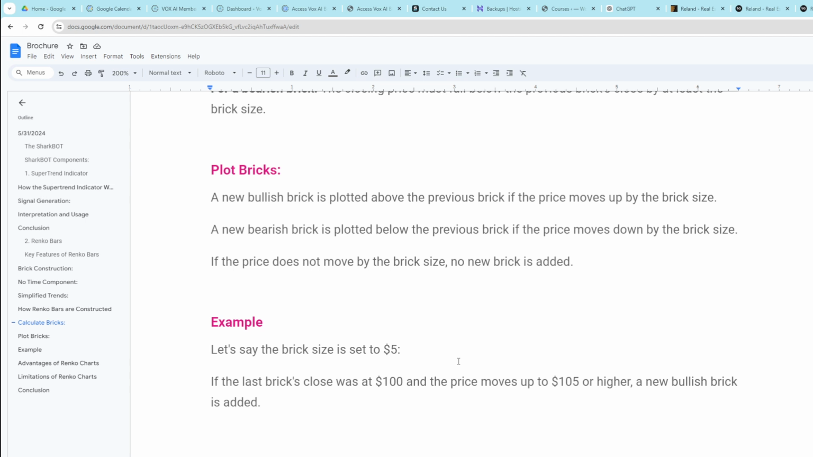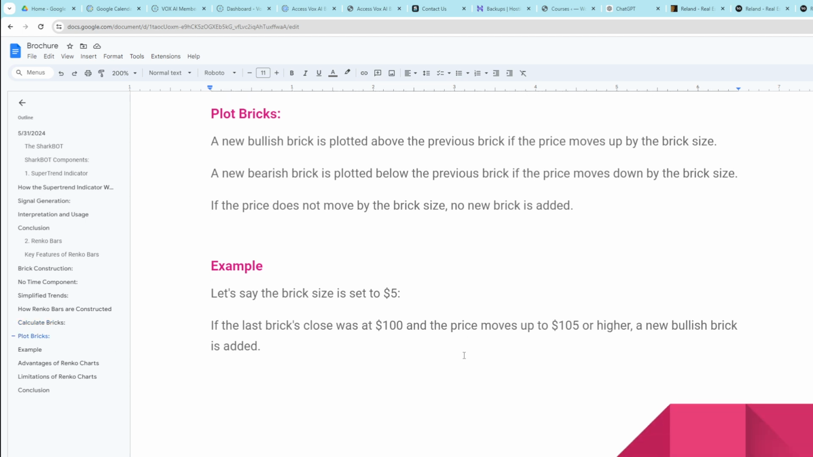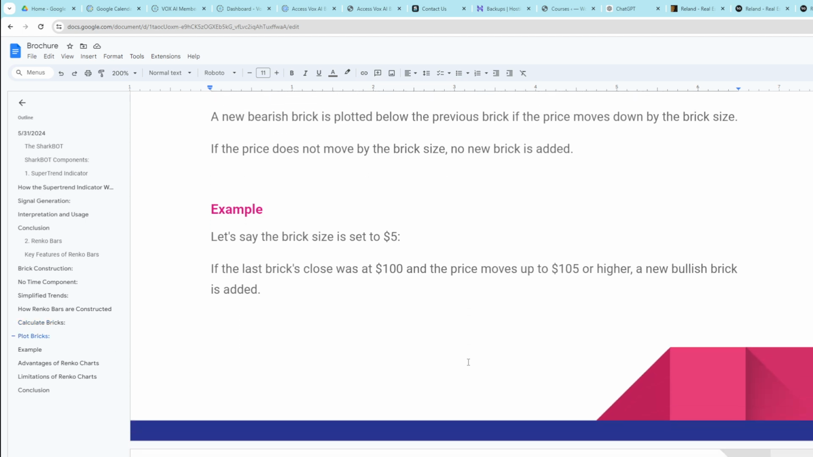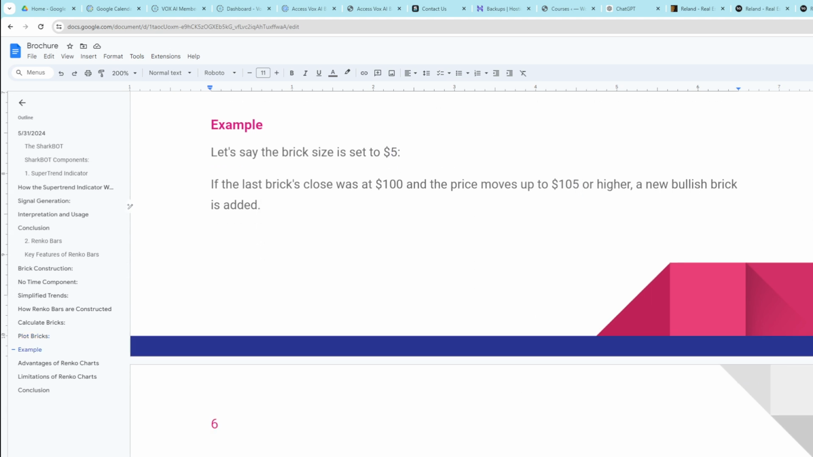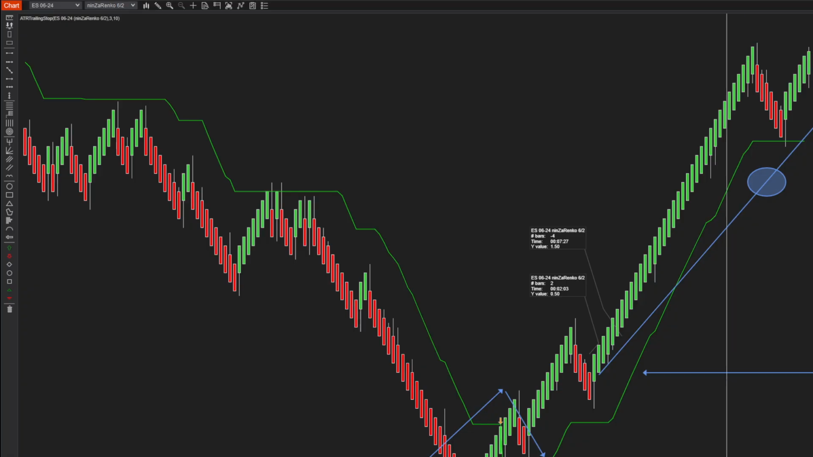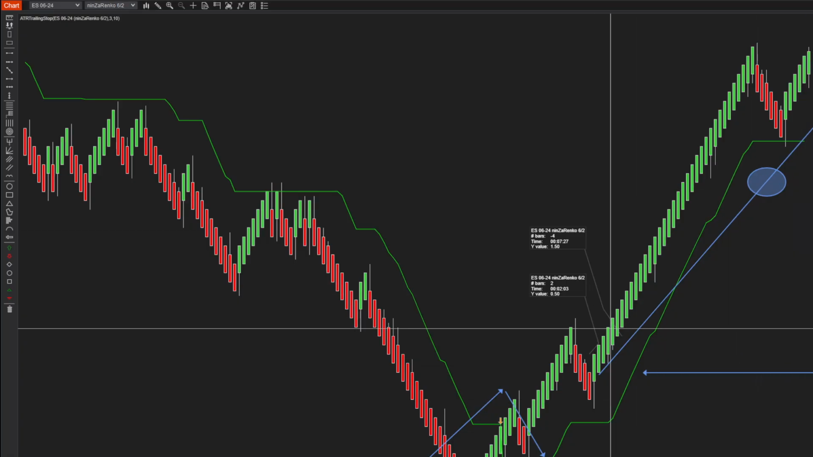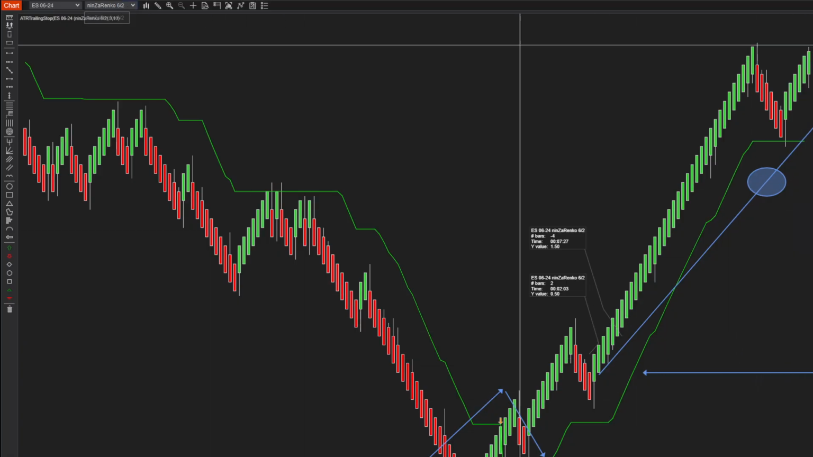If the price does not move by the brick size, no new bricks will be printed. Let's say, for example, a brick size is set to $5. If the last brick close was $100 and the price moves up to 105 or higher, a new bullish brick is added. So it went up by 5, because that's what we're looking at in here. In the example that I showed you before, in the Ninjatrader platform, we're looking for 2. That's what the 2 represents here.